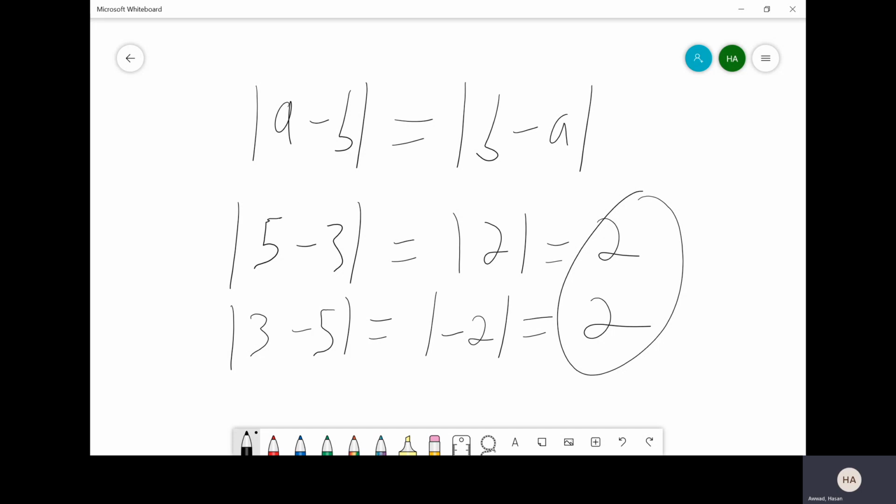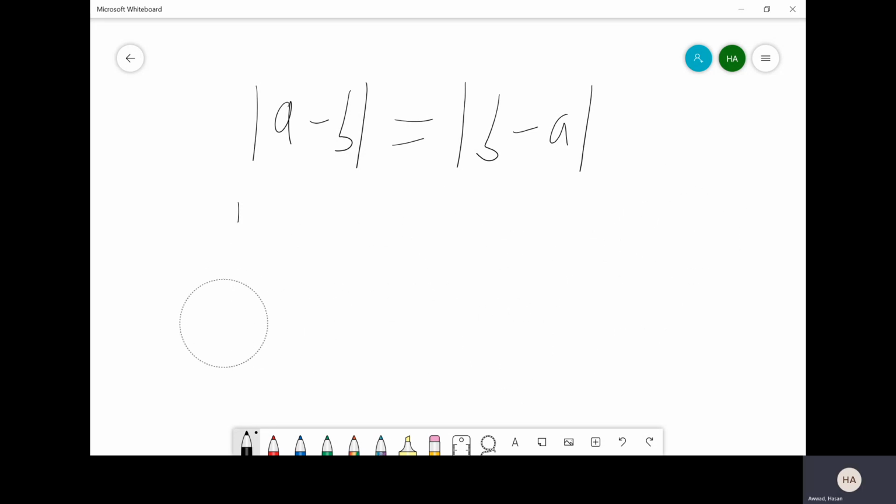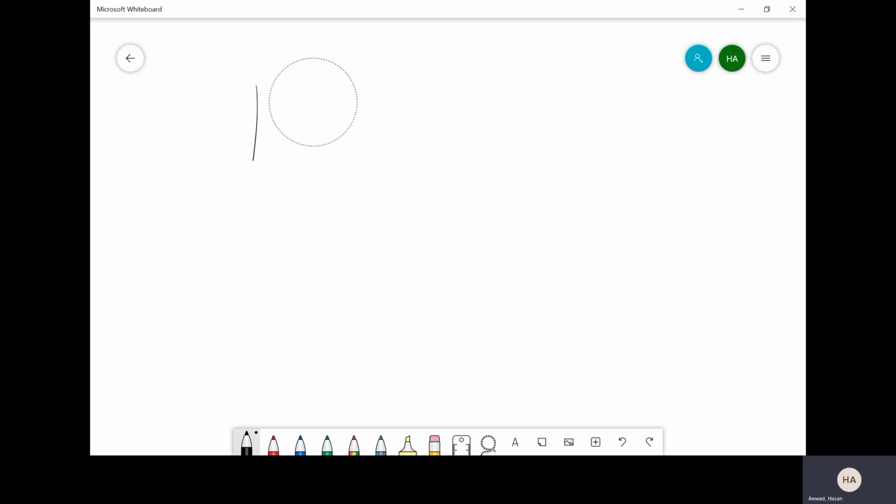So what this is essentially saying is that you can change the order of subtraction. You can change the places of the variables as long as it's inside of an absolute value. Okay? And we'll look at some more things regarding absolute value in just a second here.